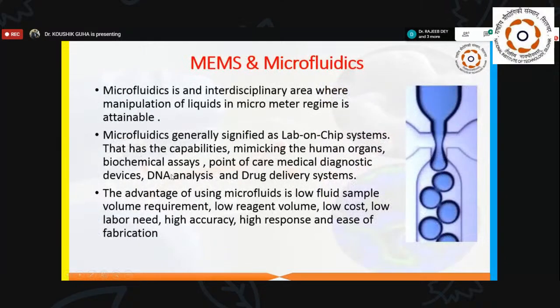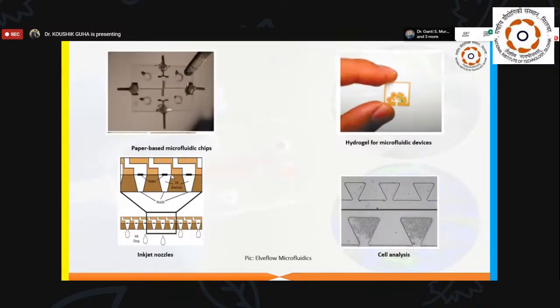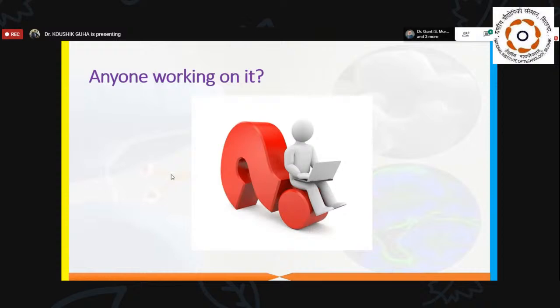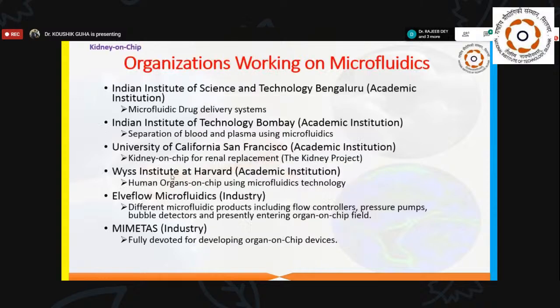Then MEMS and microfluidics is an interdisciplinary area where manipulation of liquids in the micrometer region is possible. So now how will this actually happen? Now I will talk about the area where we are presently working. Other organizations are also working a lot. In our country, IIT Bombay is also doing a lot of research on this.